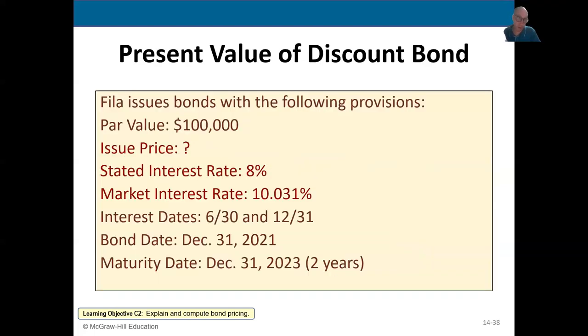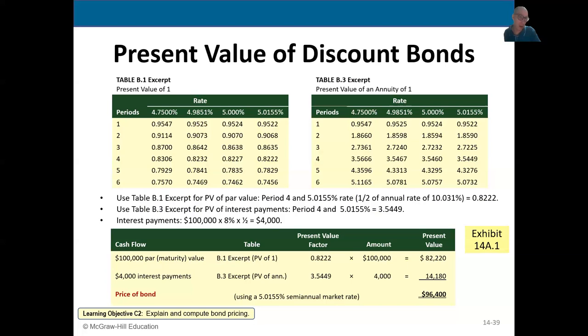Sometimes, when there's a discount or a premium, we may not actually know the issuance price. And when that happens, we have to use what's called a present value annuity table in order to find the rate, based off of the number of periods. And that present value number, we plug that in as a factor and multiply that by the amount in order to understand the present value.